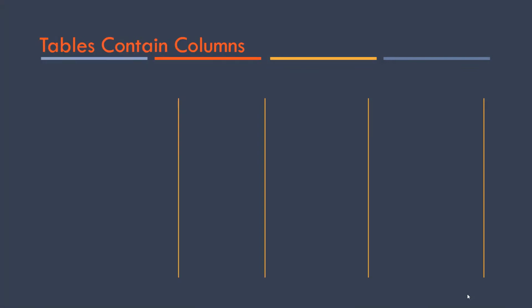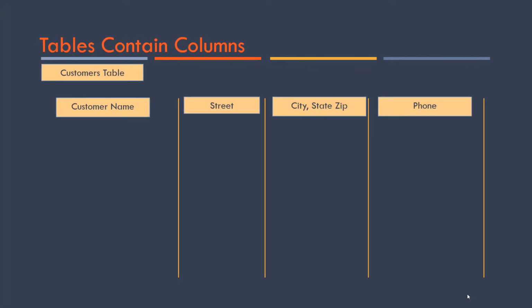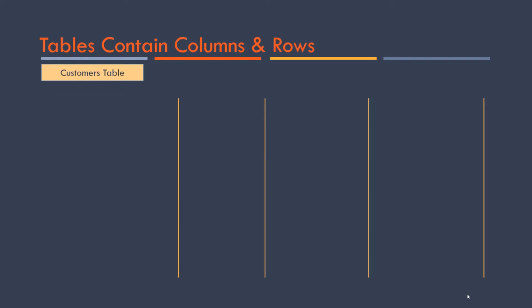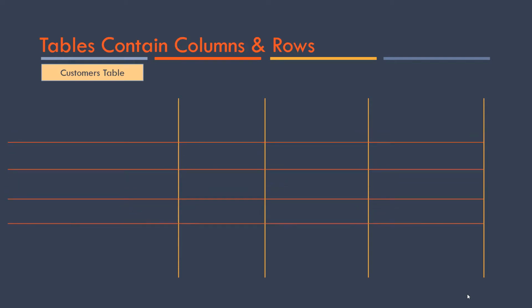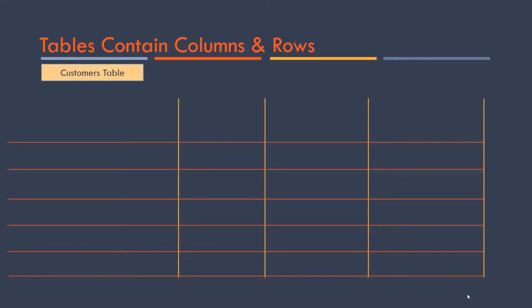Moving one level deeper, each piece of information about a customer that the database contains makes up a column. In this example, the customer table has columns defined for name, street, city, state, zip, and phone number. Of course, your customer table may contain information about hundreds or thousands of customers. Each of them is stored in a row within the table.